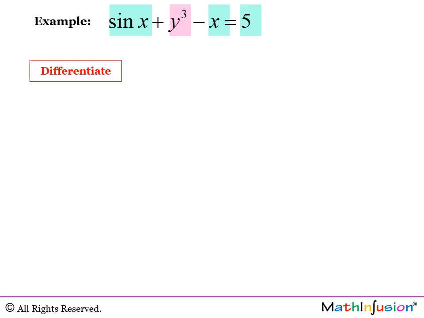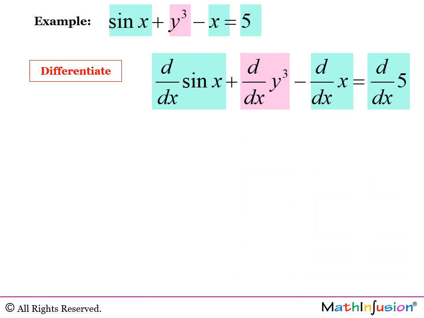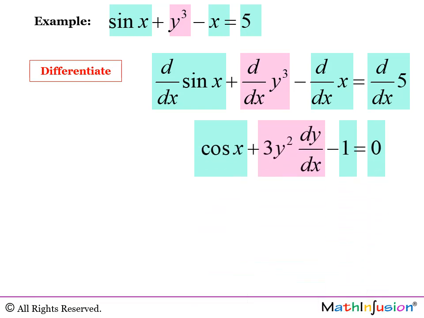Step 1, let's differentiate everything. Again, we differentiate with respect to x, so it's d/dx of sine x plus d/dx of y cubed minus d/dx of x equals d/dx of 5. All the green ones are differentiated directly, and the purple-pinkish one will have to use the chain rule. And we get that. We are done with differentiating.